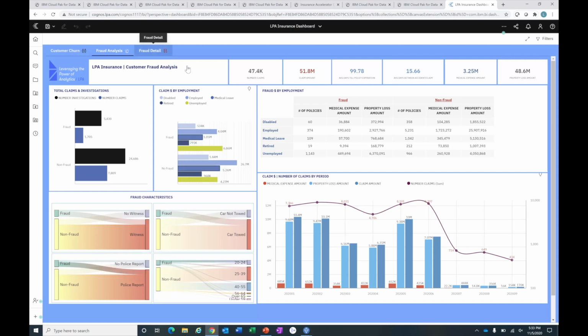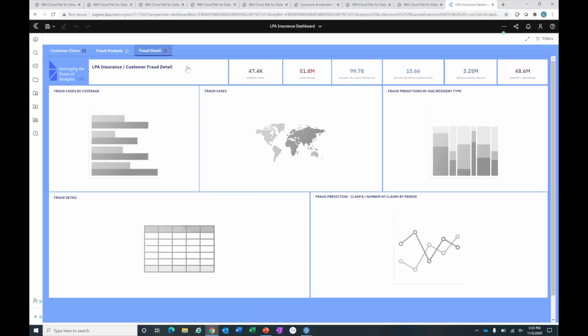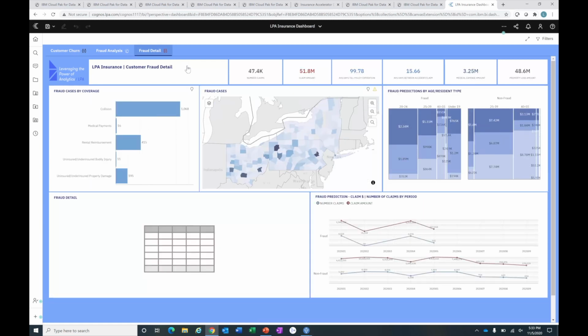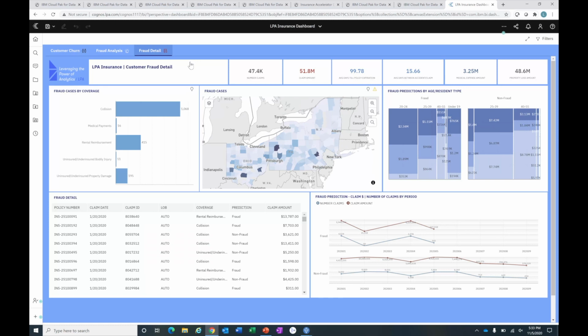Now, before I go down to a detailed report, let's look at some additional metrics for fraud. There's a lot of data, a lot of information. We didn't want to lose anything here. So I can check my fraud cases by coverage type, and we can see that there's more fraud associated with collision claims and rental reimbursements and then property damage for those folks who are uninsured or underinsured. So for the other claimant.